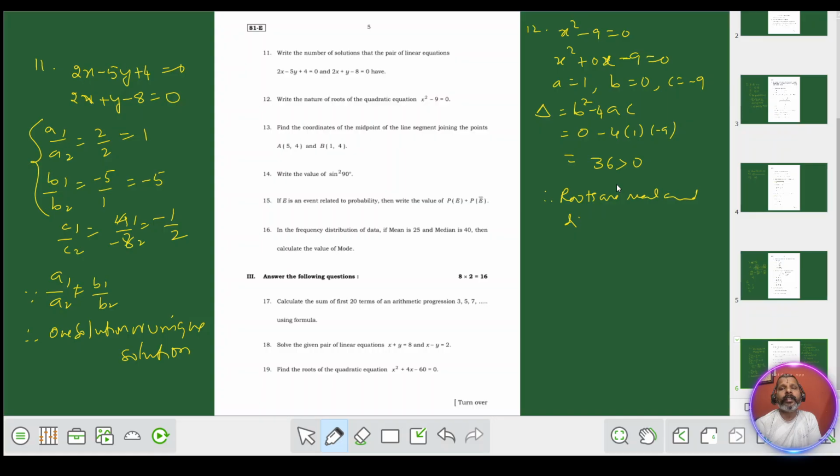Remember that there are 3 conditions based on the discriminant value. Any one: greater than 0 means real and distinct, less than 0 means no real roots, equal to 0 means 2 equal roots.